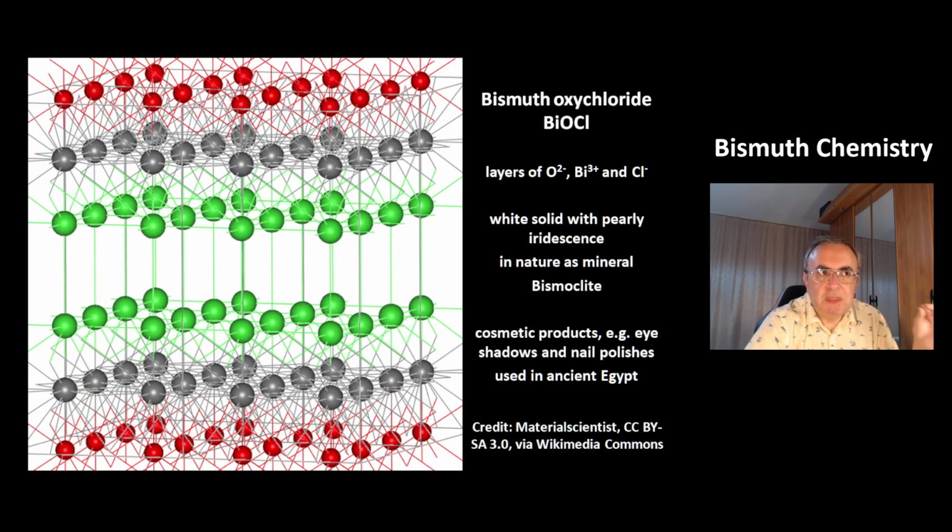This is another compound, bismuth oxychloride, BiOCl. You can see in the picture the layers of oxide ions in red, bismuth ions in gray, and chloride ions in green. It's a white solid with pearly iridescence. It exists in nature as the mineral bismoclite. Bismuth oxychloride can be used for cosmetic products, for example eyeshadows and nail polishes, and it was also already known and used in ancient Egypt.